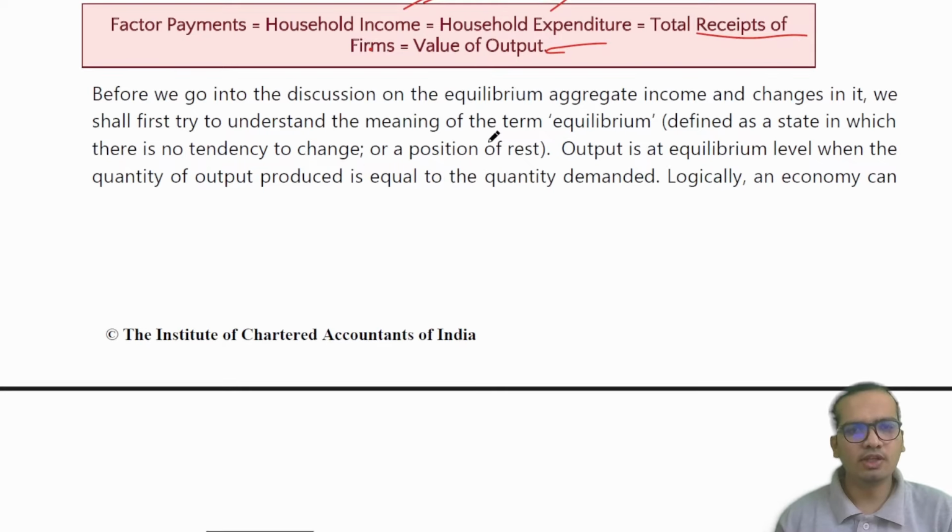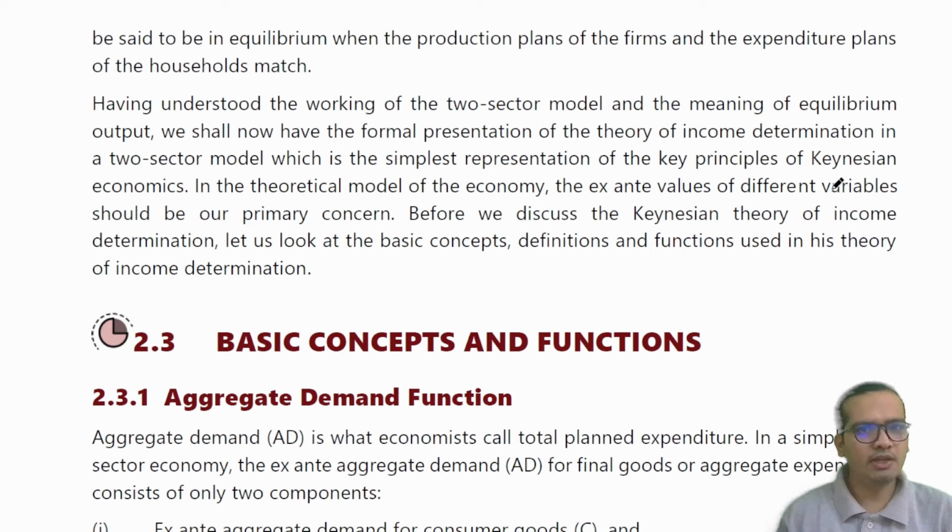Before we go into the discussion on the equilibrium aggregate income and change in it, we shall first try to understand the meaning of the term equilibrium, defined as a state in which there is no tendency to change, or a position of rest. Output is at equilibrium level when the quantity of output produced equals the quantity demanded. Logically, an economy can be said to be in equilibrium when the production plans of the firms and the expenditure plans of the household match.